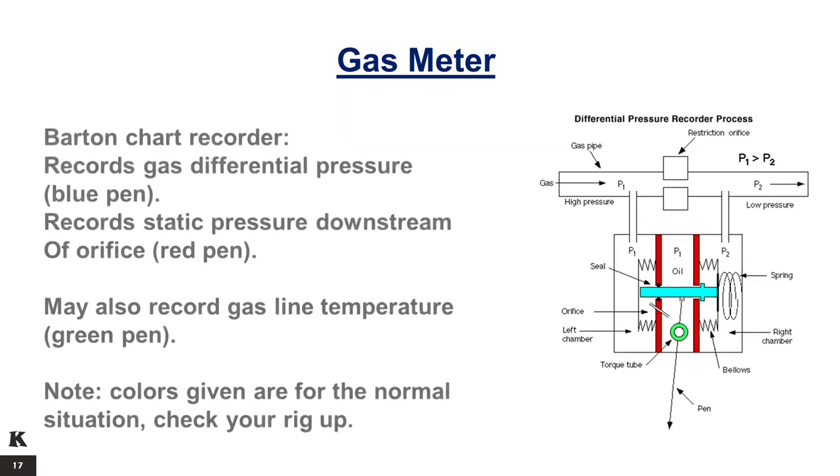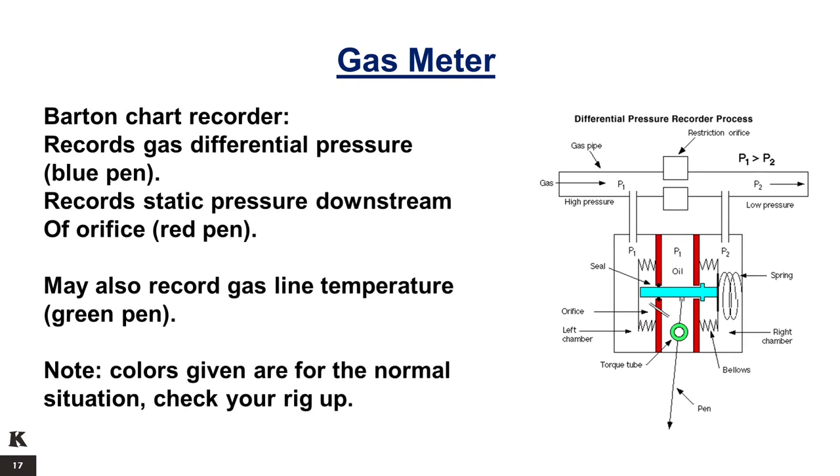The Barton chart recorder records the gas differential pressure using the blue pen and records the static pressure downstream of the orifice with the red pen. It may also record the gas line temperature using a green pen. Note that the colors given here are for the normal situation. Make sure you check your rig up for any possible changes.